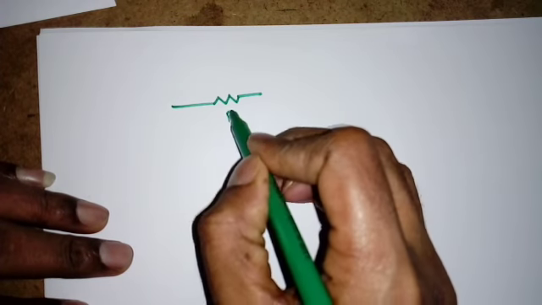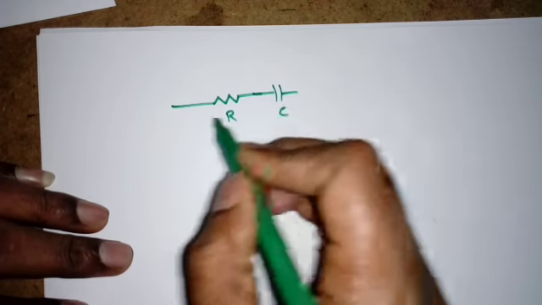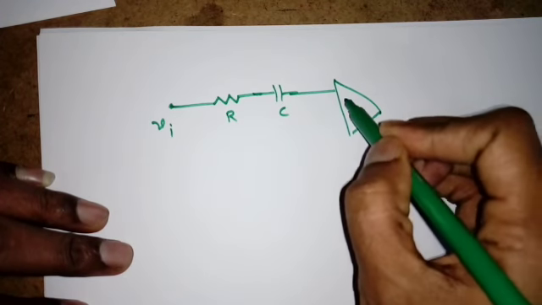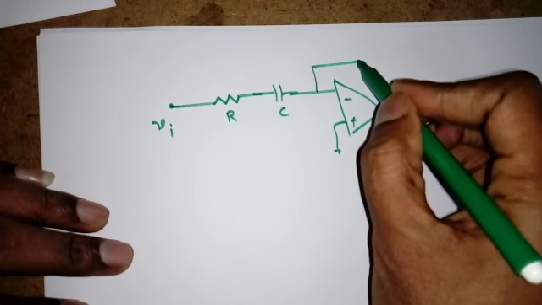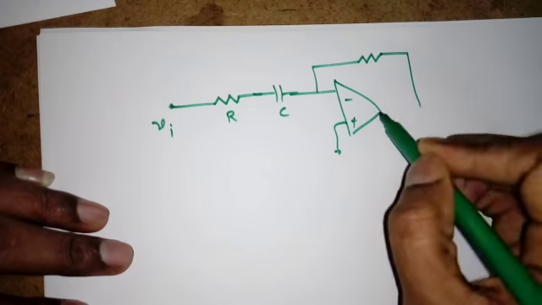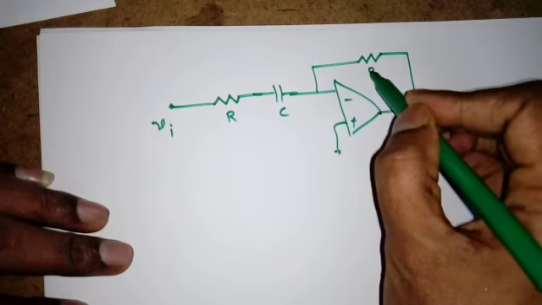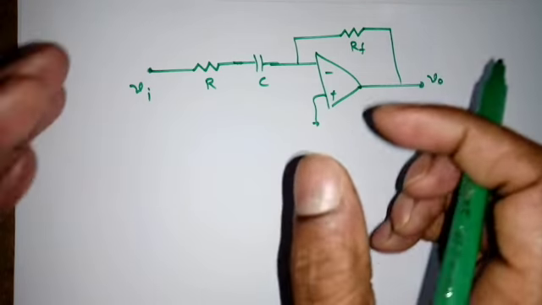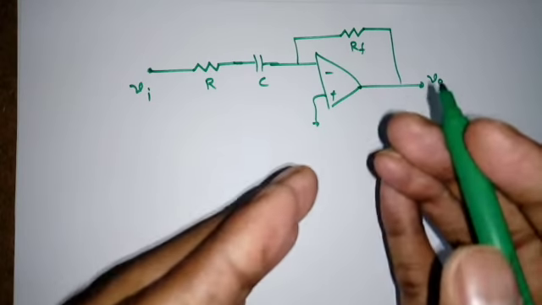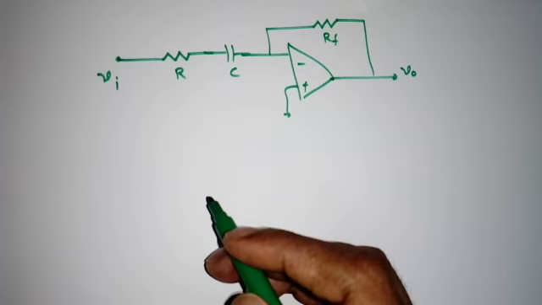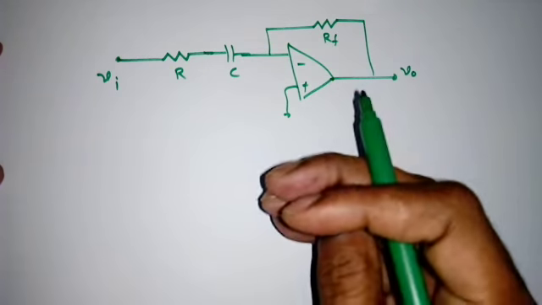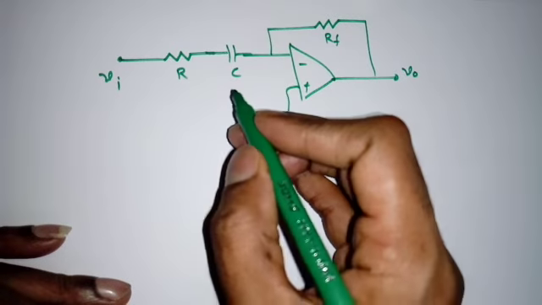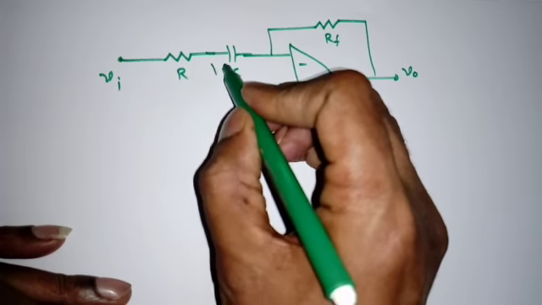Suppose I am adding a resistor R, and this is the C. Here I am applying the input to the inverting terminal of the op amp, and there is a feedback resistor RF. Now if we find the transfer function of this circuit, that is V0 by Vi, it will look like a high pass filter transfer function. How, we will see. To analyze, again we will work in the Laplace domain.